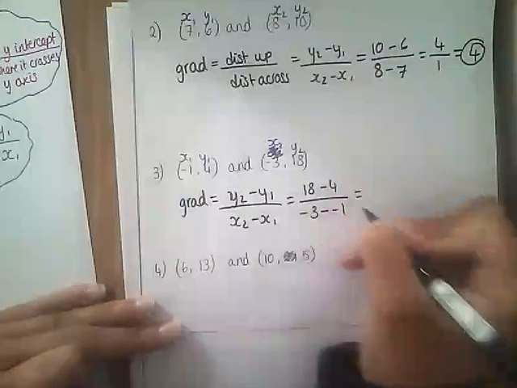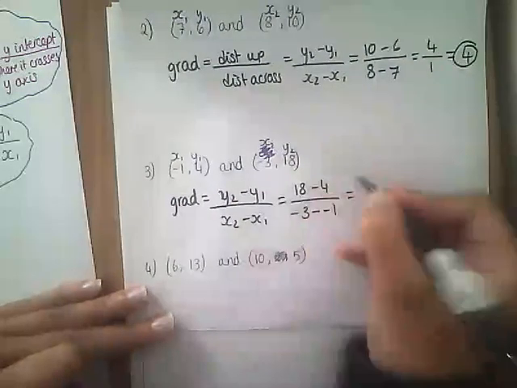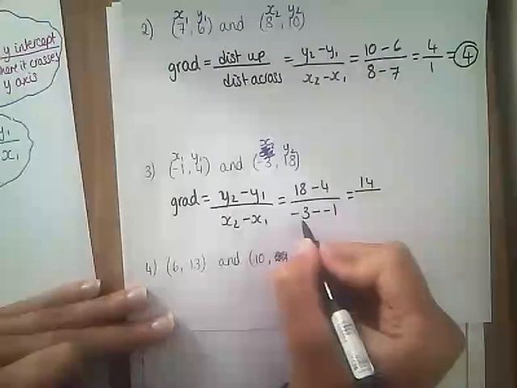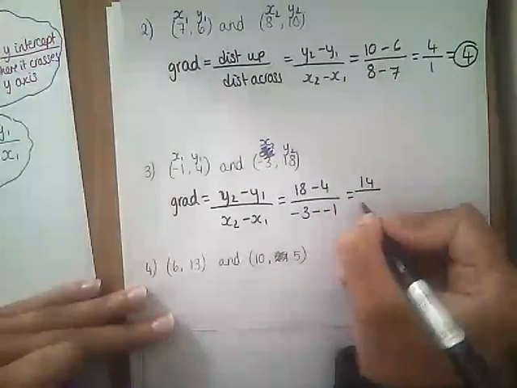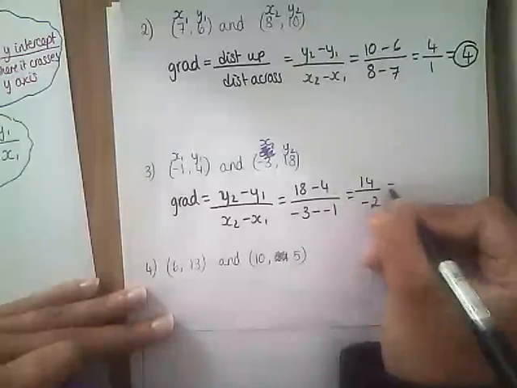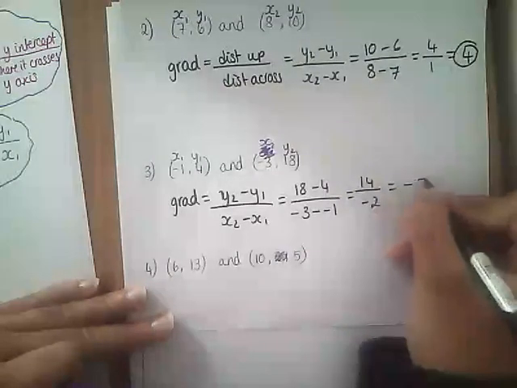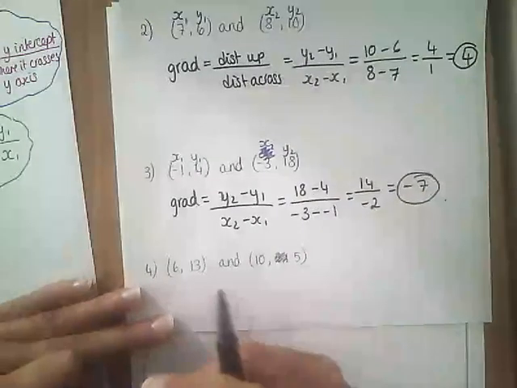Be careful with your signs here. 18 take away 4 is 14. Minus 3 minus 1 is minus 3 plus 1, which is minus 2. 14 divided by minus 2 is minus 7. So that has a gradient of minus 7.